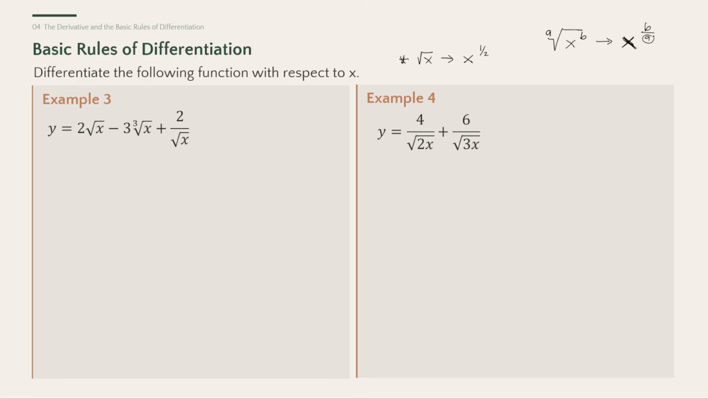The denominator of the exponent is the root of the radical, and the numerator of the exponent is the exponent of the term inside the radical. Okay? So in this particular example, we can rewrite the square root of x as x raised to 1/2. Then the cube root of x can be rewritten as x raised to 1/3. And the last term can be rewritten as 2 over x raised to 1/2.